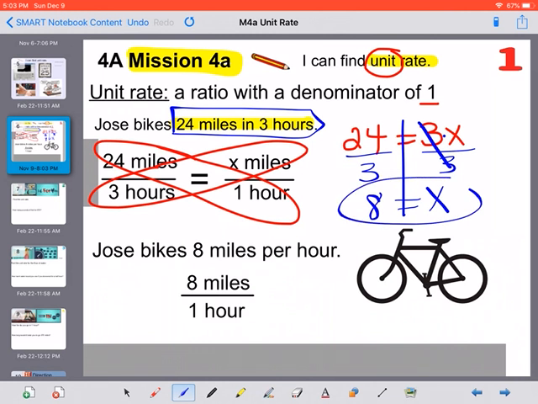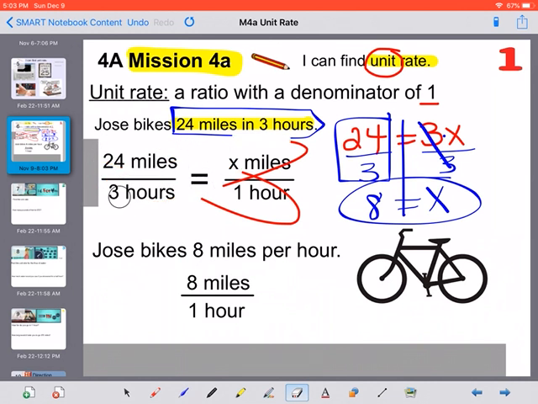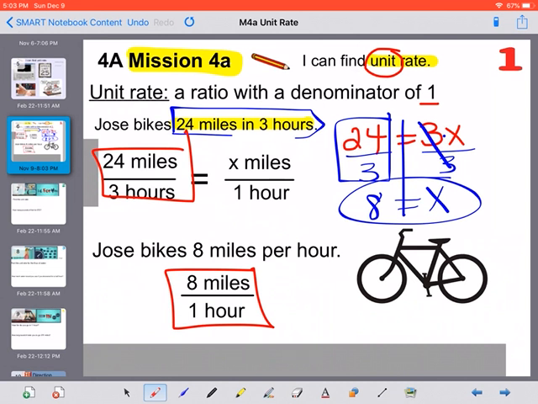Well, if you look at this example, we cross multiplied, but in the end, all we did was 24 divided by 3, which happens to be exactly what we started with. We started with 24 miles in 3 hours. So he can bike 8 miles in 1 hour. We could have figured that out by simply dividing 24 divided by 3. If it takes 3 hours to go 24 miles, if we divide by 3, that'll tell us how much he can go in 1 hour, which is 8.